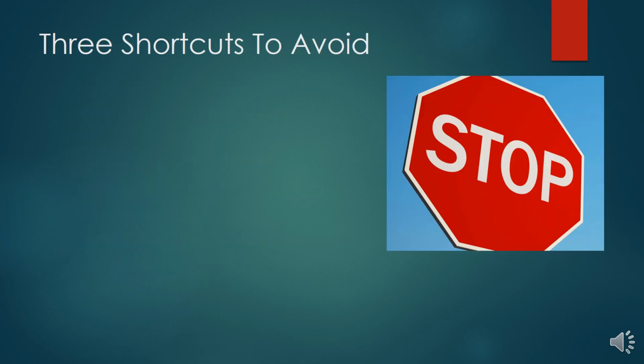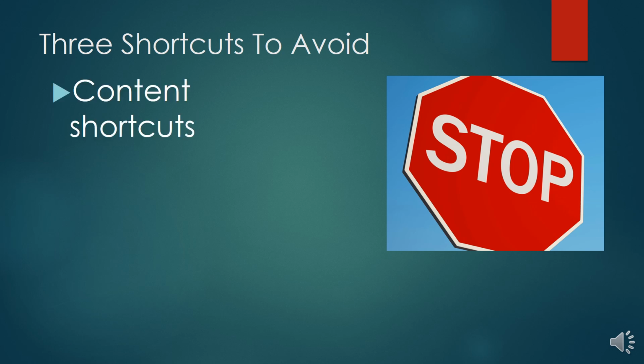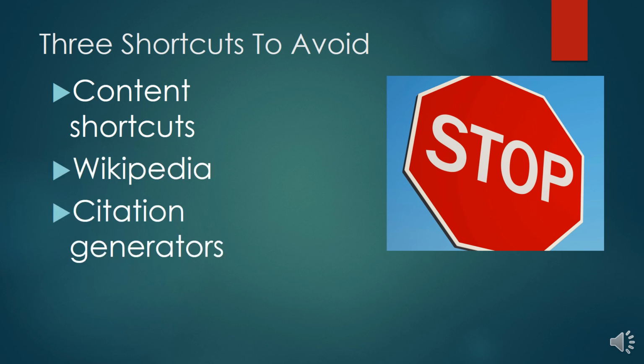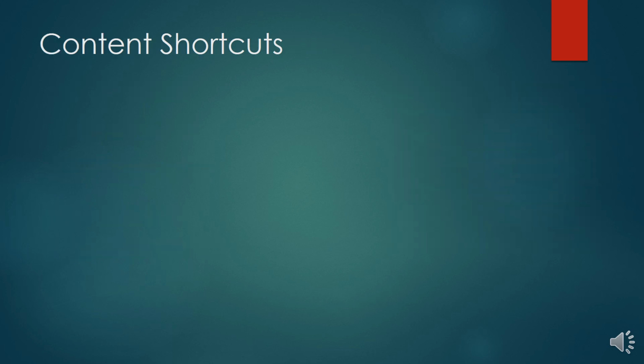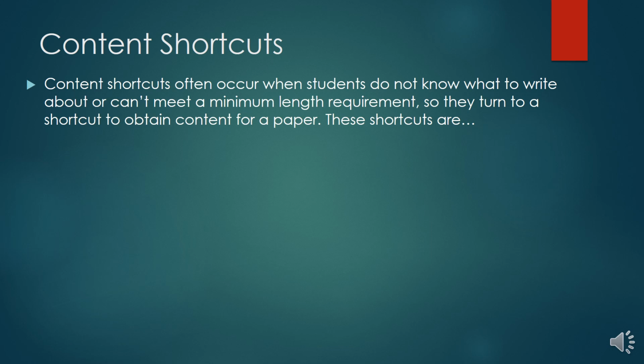So, 3 different shortcuts to avoid. And just a quick summary, these are content shortcuts, Wikipedia, and citation generators. These are 3 different types of shortcuts we're going to discuss. First are content shortcuts, and this encapsulates a couple of different areas. So content shortcuts often occur when students don't know what to write about, either can't get an idea, or students have a topic but they can't meet minimum length requirements. And so they'll turn to a shortcut to obtain content for a paper.